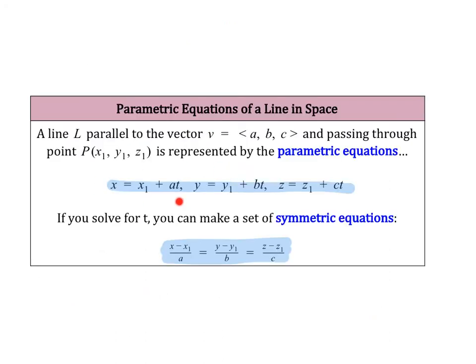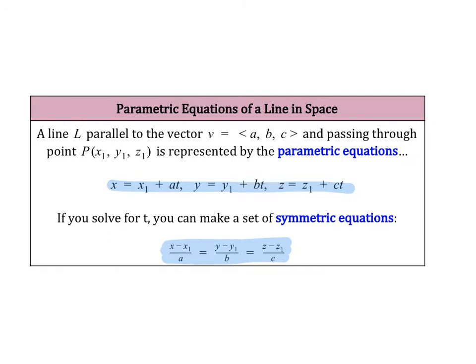So here's the formula that we just showed how to find. x is going to equal x1 plus a times t, y equals y1 plus b times t, and z equals z1 plus c times t. And of course, that's given one point on your line and a vector that is parallel to your line. Those are the two things we need to make an equation for a line in space.